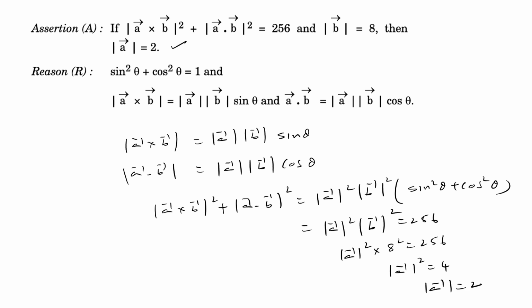Therefore assertion is correct, and of course we have made use of the reason that A cross B is AB sin theta and A dot B is AB cos theta. So reason is also correct. So we need to mark the option as option A, because assertion is correct and the reason is correct, and the reason is the correct explanation for the assertion.